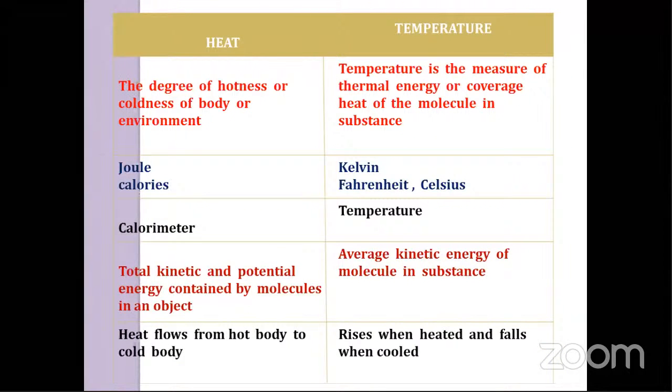So here I am showing you some differences between heat and temperature. Let us see one by one. First is the definition of heat. The degree of hotness or coldness of a body or an environment. It means that, students, when we measure the degree, it's a hot or a cold body. That is all about heat. The degree of hotness or coldness of a body or an environment.